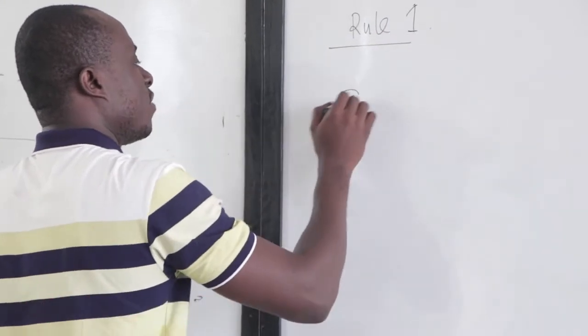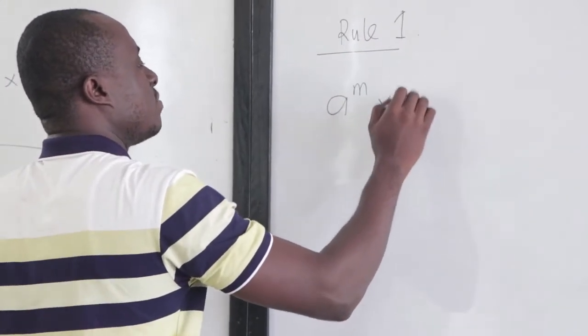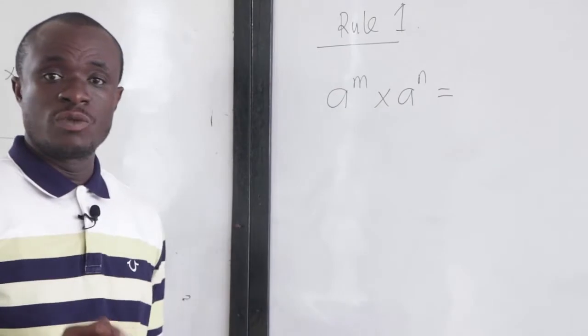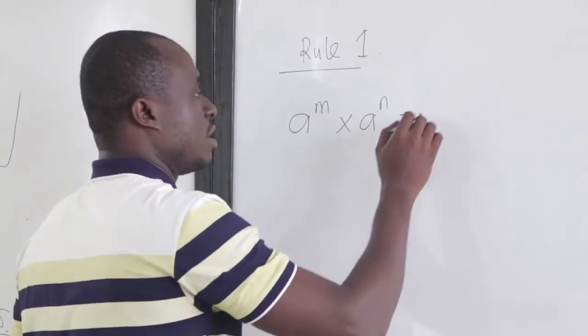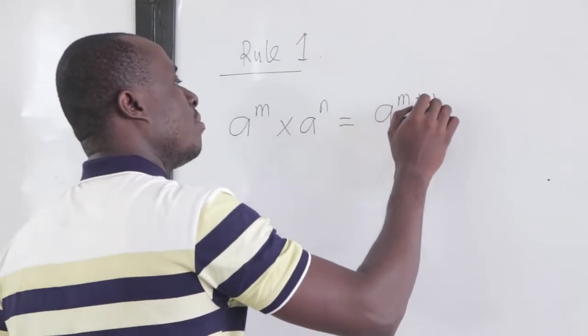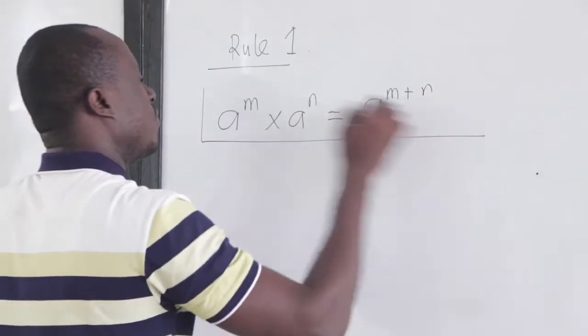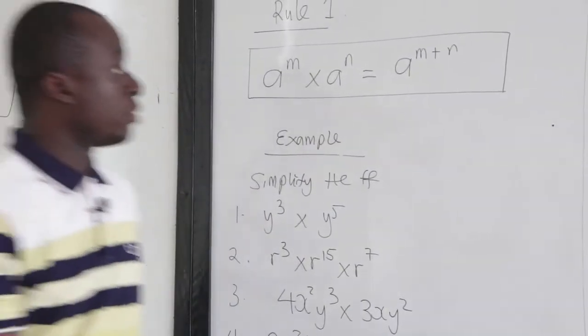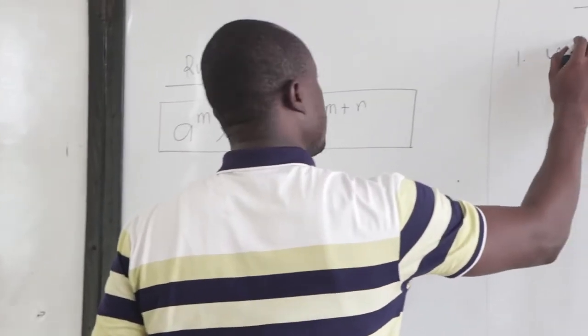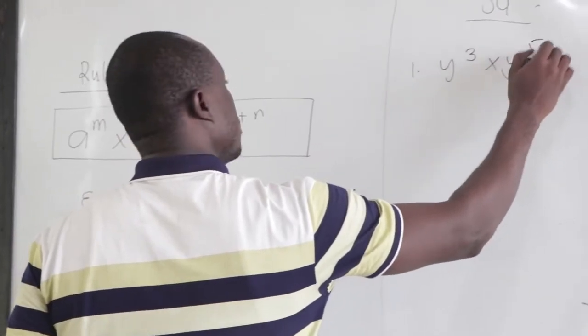The first rule says if you have a to the power m times a to the power n, when the bases are the same and you are multiplying, you have to add the exponents. So here that would be a to the power m plus n. That's the first rule. Now let's consider the following example. The first one, we have y to the power 3 times y to the power 5.